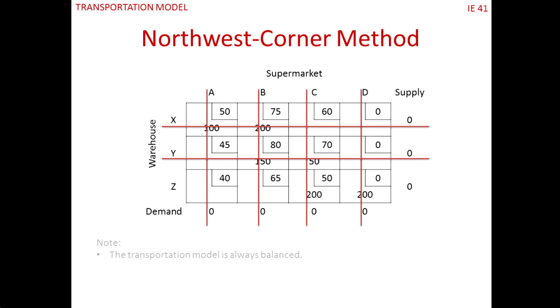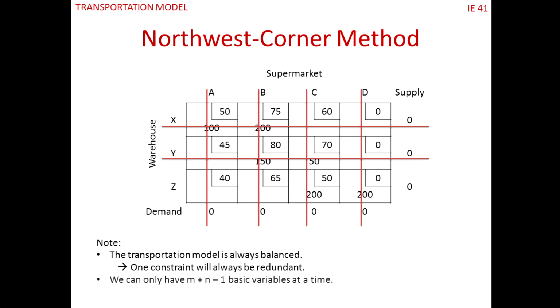Remember that the transportation model is always balanced. Hence, one constraint will always be redundant. If we have m supply constraints and n demand constraints, we can only have m plus n minus 1 basic variables at a time. Note that it is possible to assign one basic variable as 0 to achieve this, just like in the simplex and dual simplex algorithms.